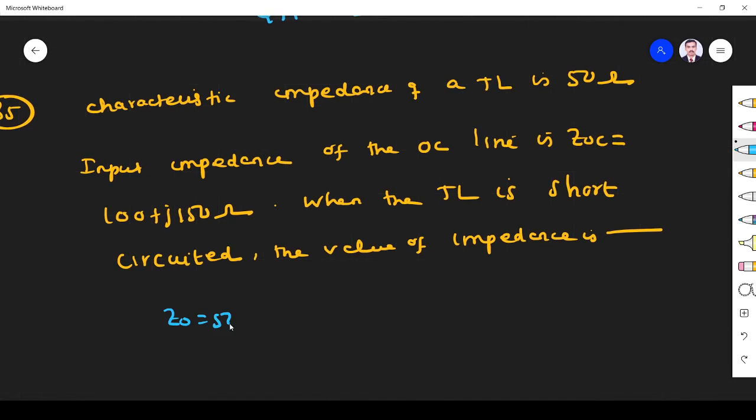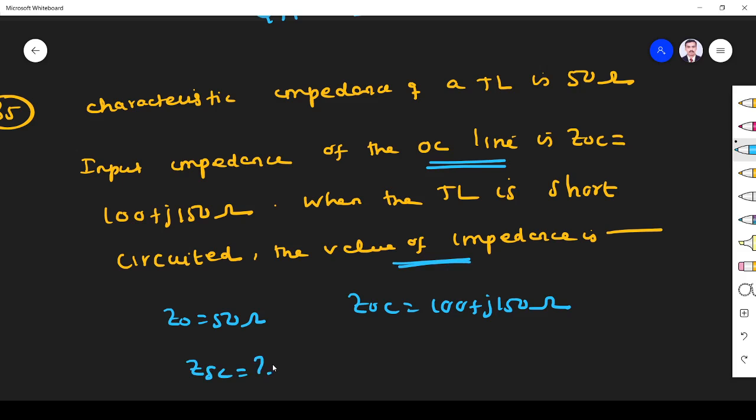And the next question is, the characteristic impedance of a transmission line is 50 ohm. So Z0 is 50 ohm. The input impedance of the open circuit line is 100 plus j150 ohm. When the transmission line is short circuited, what is the value of impedance? So they are asking the short circuit impedance.